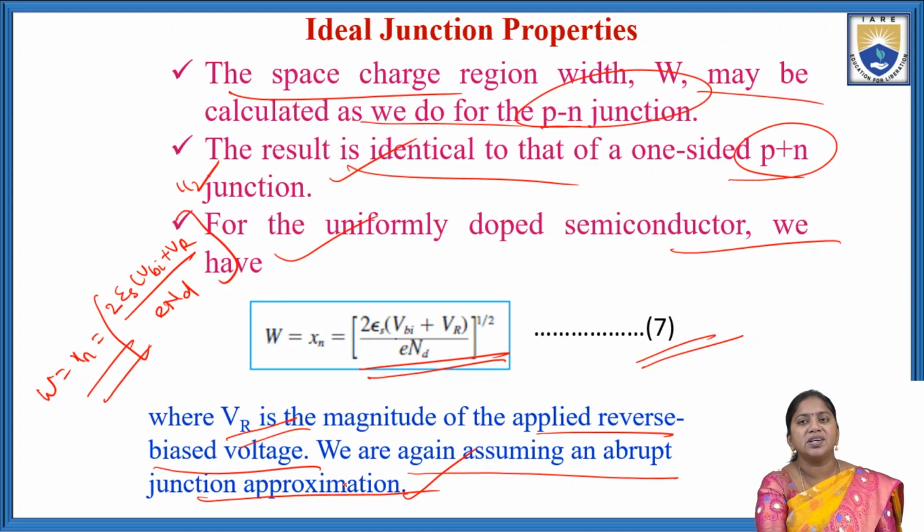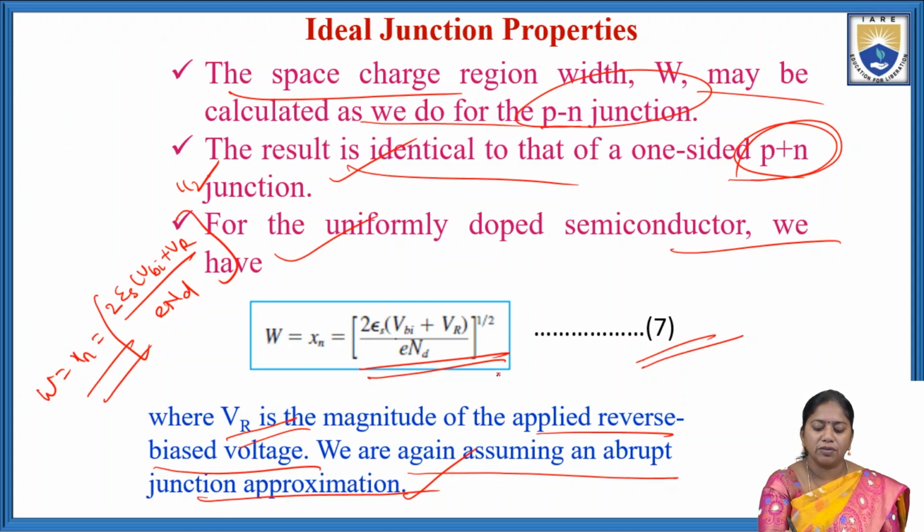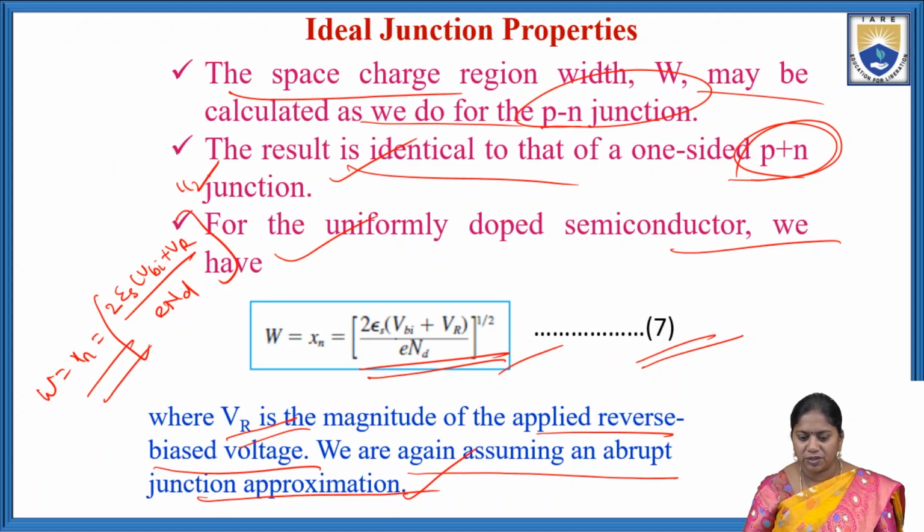The space charge region calculation is similar to that in the case of the PN junction diode, and the result is also identical to the one-sided P plus N junction. For a uniformly doped semiconductor, W equal to [2 epsilon s (VBI plus VR) divided by q Nd] whole to the power of half, where VR is the magnitude of the applied reverse biased voltage, again assuming an abrupt junction approximation.